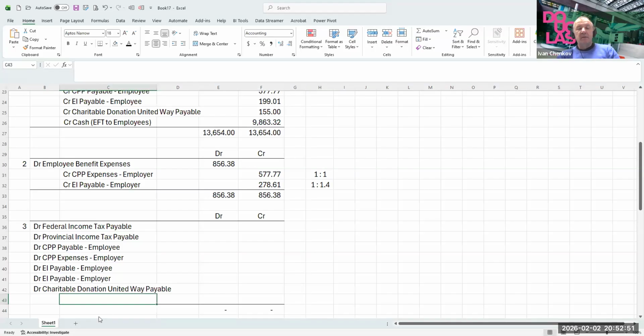And we're gonna credit one account only, that will be cash. Because all those people, they want their cash. So let's see how much we have to pay.